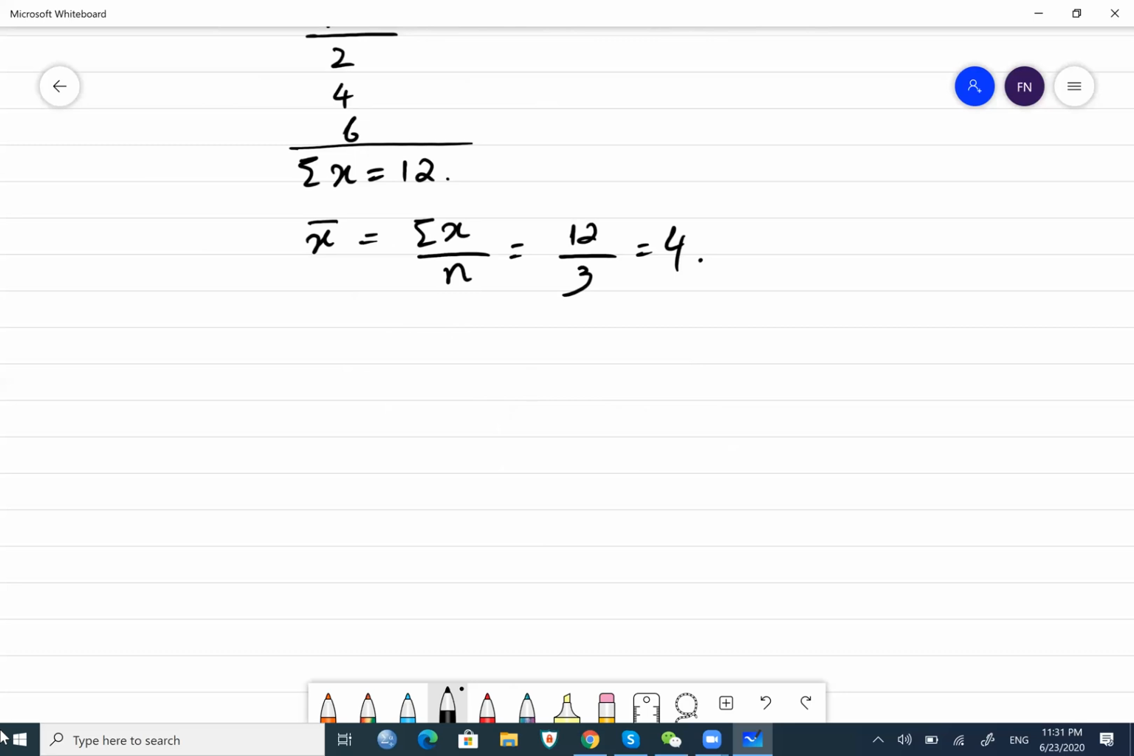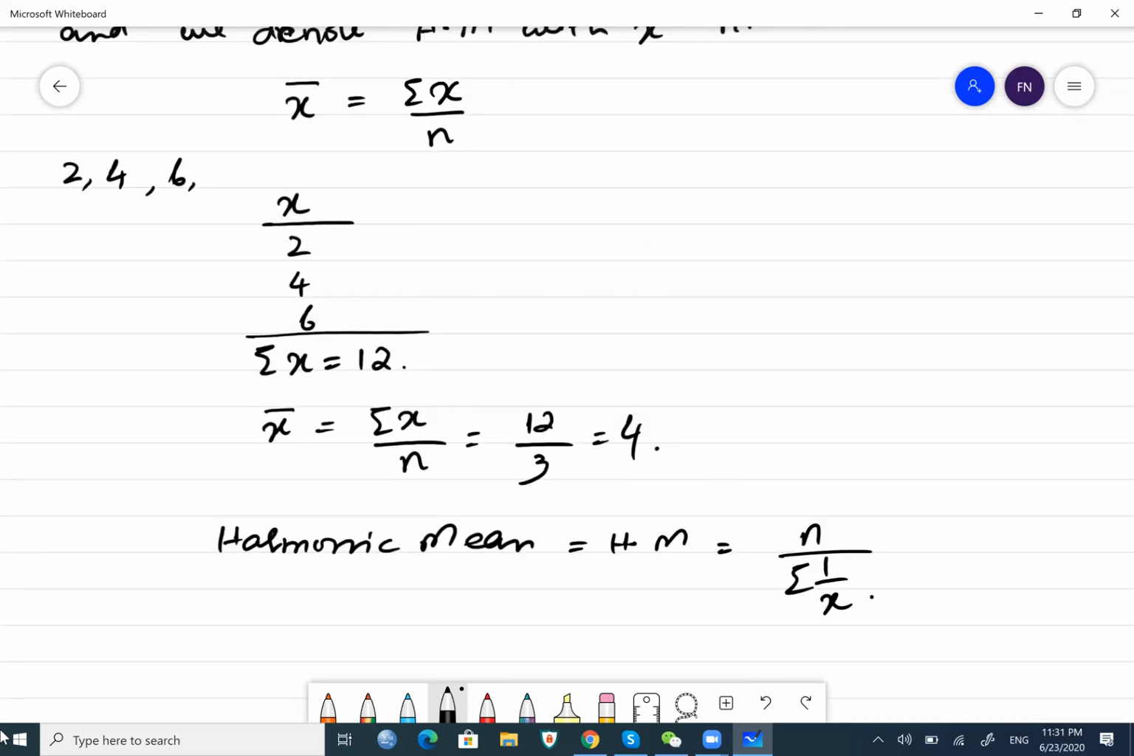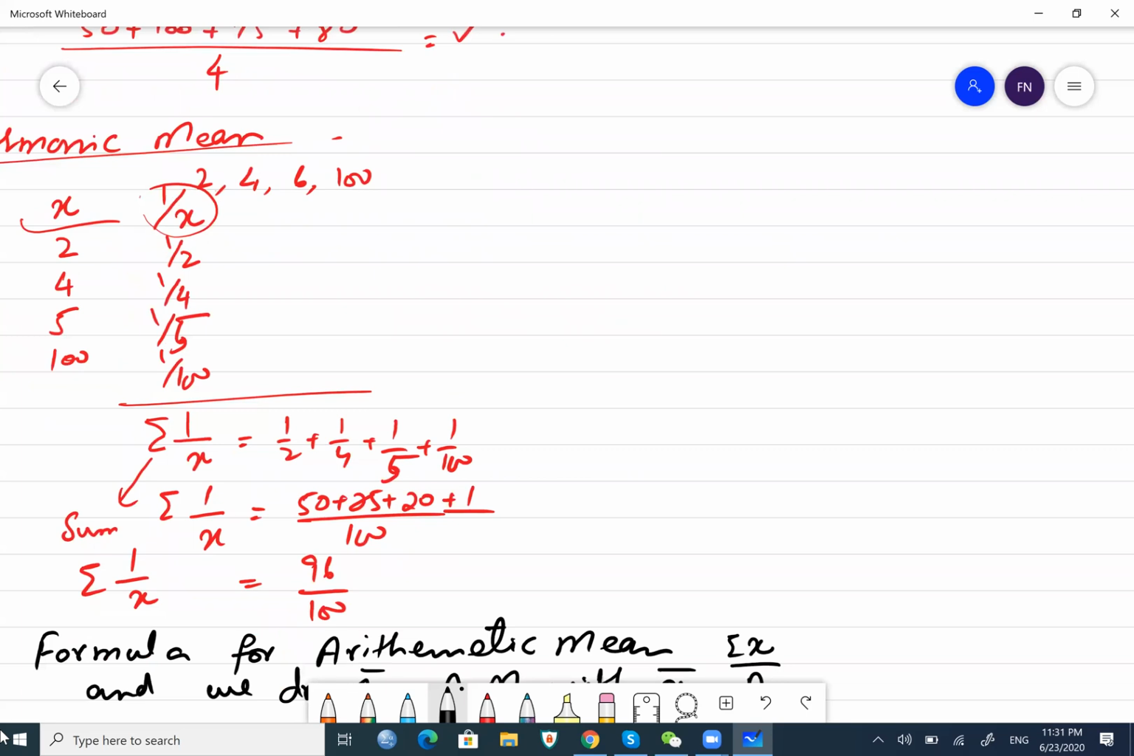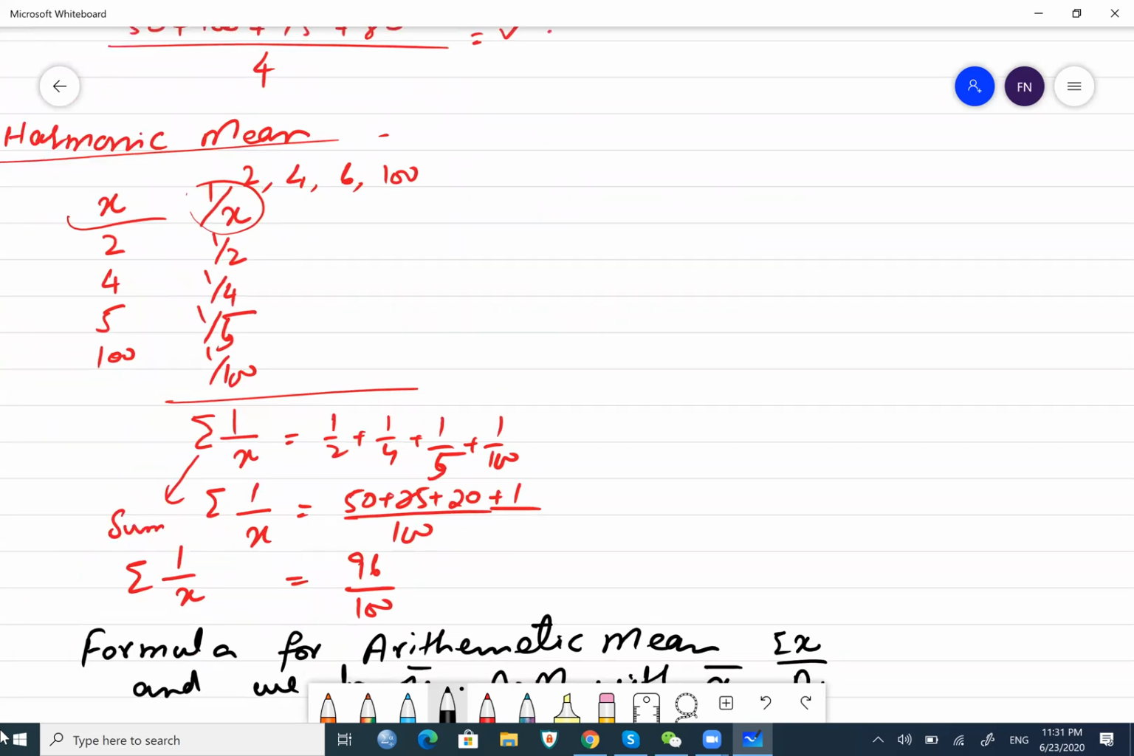Similarly, for the harmonic mean, we denote it by HM, and its formula is n divided by sum of 1 over x. So the values are, in case of arithmetic, these were the values. So you can see that the harmonic mean equals 96 by 100. Is that clear to everybody?